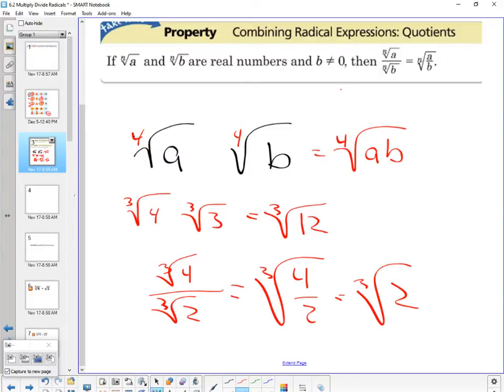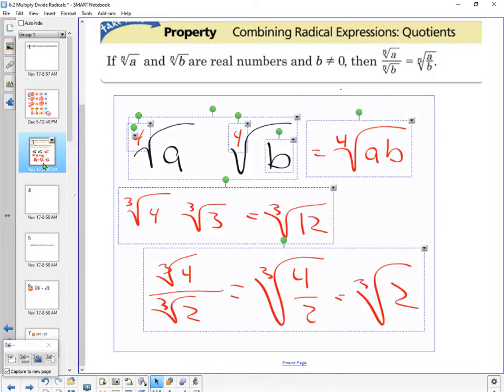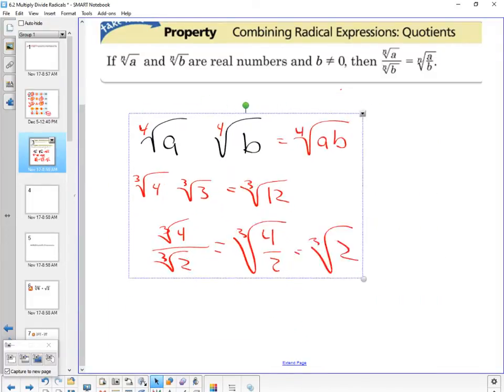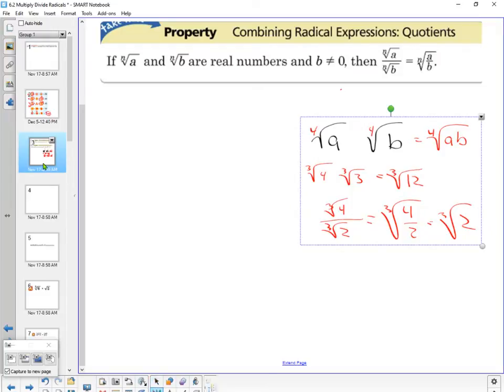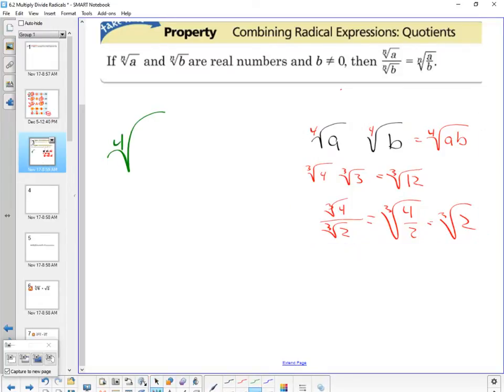It's going to be different, so we'll talk about that. If I had the fourth root of 9 over the fourth root of 5, can I divide 9 by 5? No, but I can write this as the fourth root of 9/5.